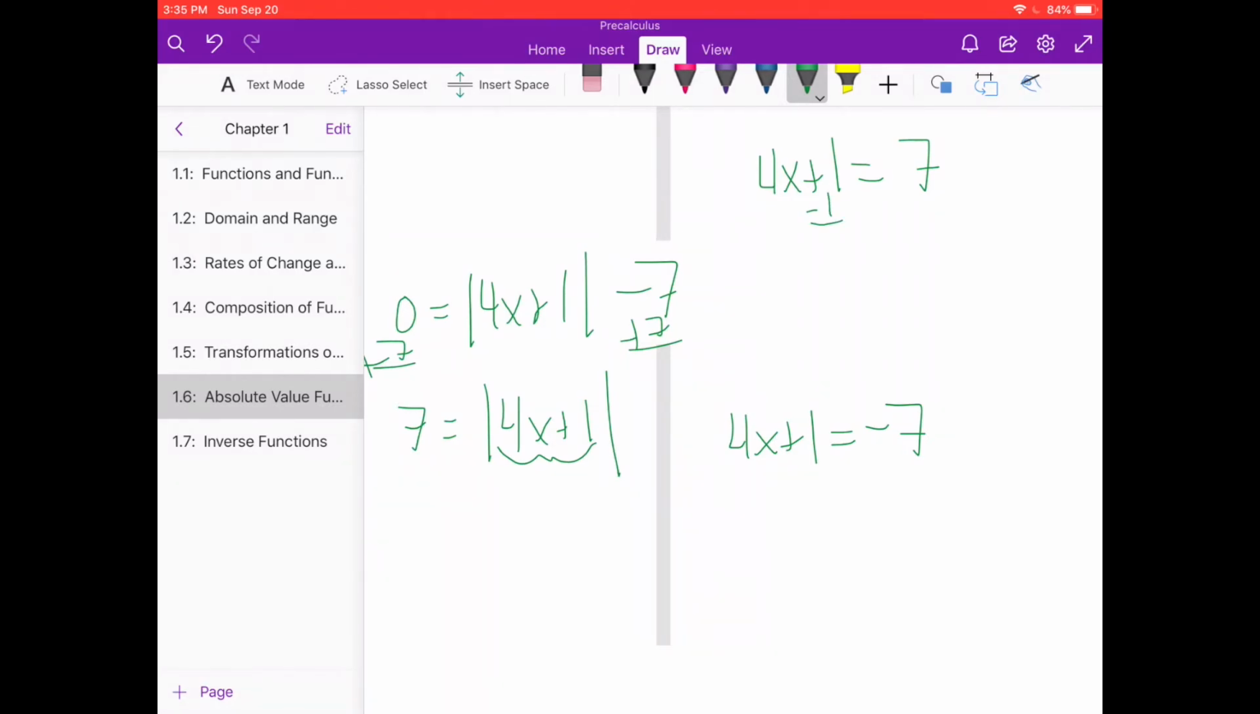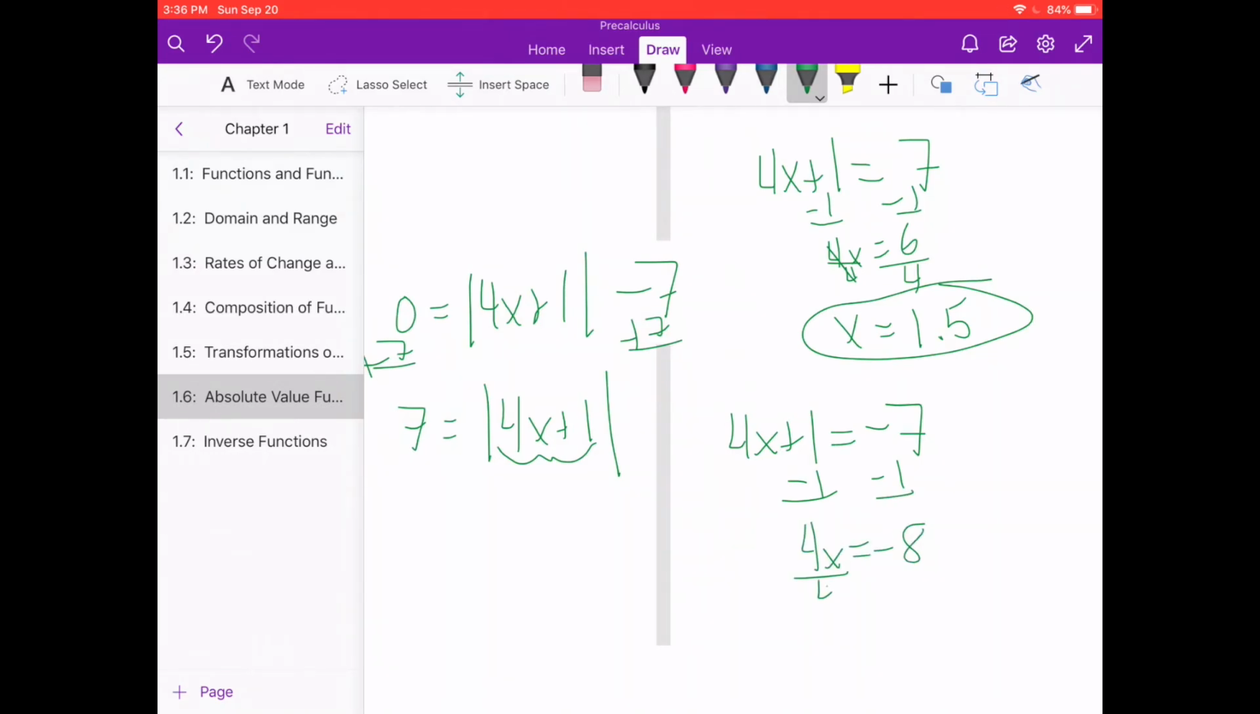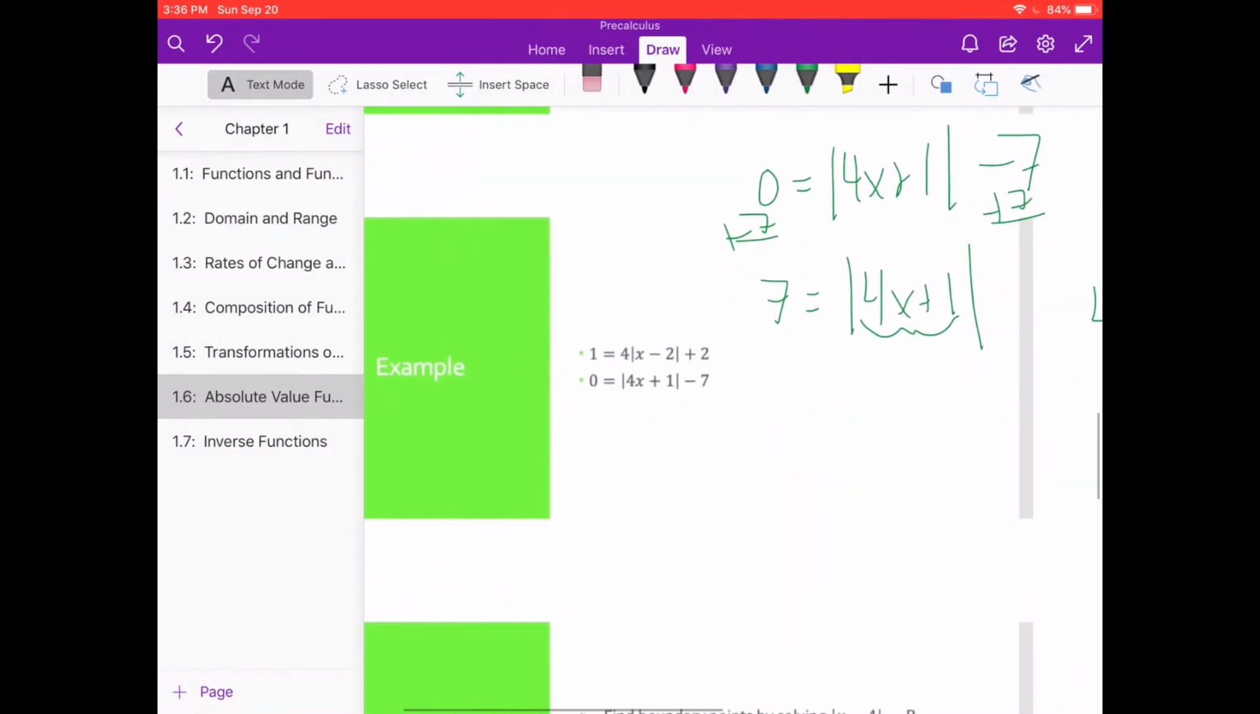So we subtract 1. 4x equals 6, divided by 4, x equals 1.5. So there's one of our answers. And then the next one, subtract 1, 4x equals negative 8, divided by 4, x equals negative 2. If you don't believe me, you can go ahead and plug those back into the original to see that they do indeed work.